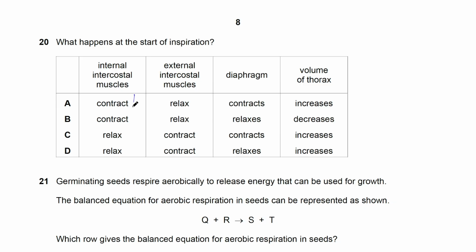Taking you back to the question options, we will see internal intercostal contracts. No, this is wrong, so I will not choose it. Also B is the same, so I will focus on C and D. Internal will relax, that's right. External will contract, that's right. For the diaphragm, it should contract, not relax. And the volume increases, both of them. So the right answer here is C, sure, it's not D.